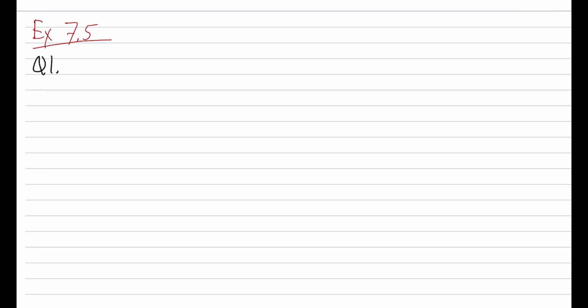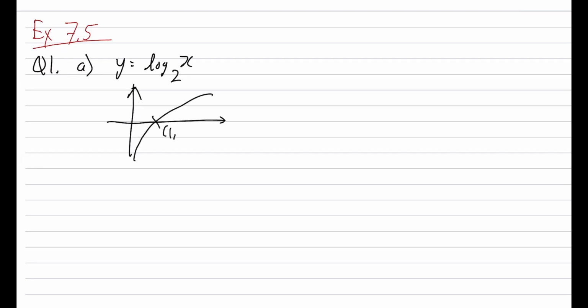On a separate diagram, sketch each of the following graphs. For part A, logarithm is very simple. It's just this graph. It cuts through (1, 0) with an asymptote at x equals 0.